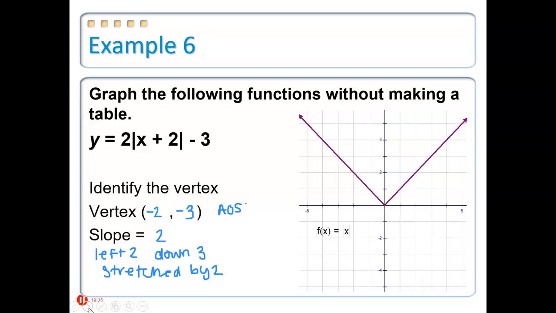My axis of symmetry is x equals -2. So that means my graph is symmetric about that yellow line. There's my vertex. And then my slope is up 2, right 1, up 2, right 1, up 2, right 1, and so forth. But because it's symmetric, that means if this point is 1, 2, 3, 4 units to the right, there's also a point 1, 2, 3, 4 units to the left.